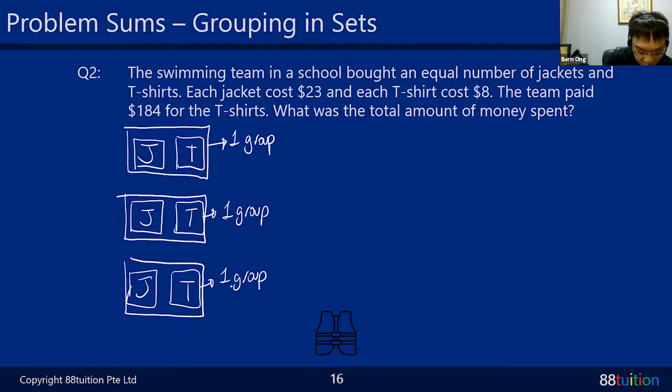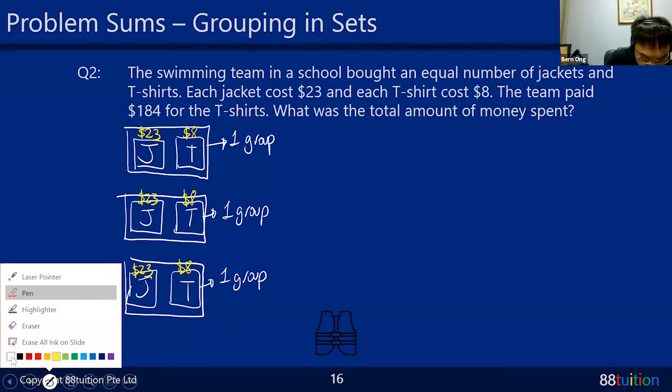Okay, come. Now, let me look at the clue. Each jacket, one jacket costs $23. So the jacket down here costs $23 and the t-shirt costs $8. Okay, so down here also, this jacket costs $23. This t-shirt costs $8. Okay, so what? Now, the team paid $184 for the t-shirt only.